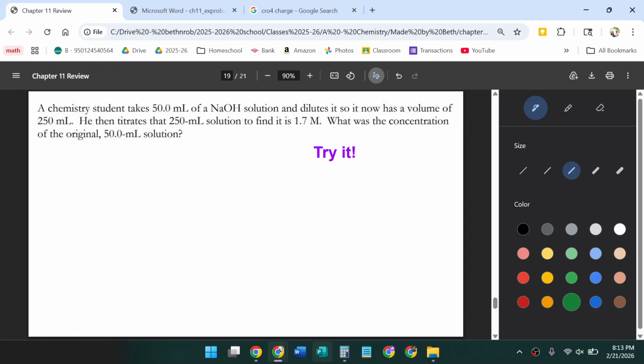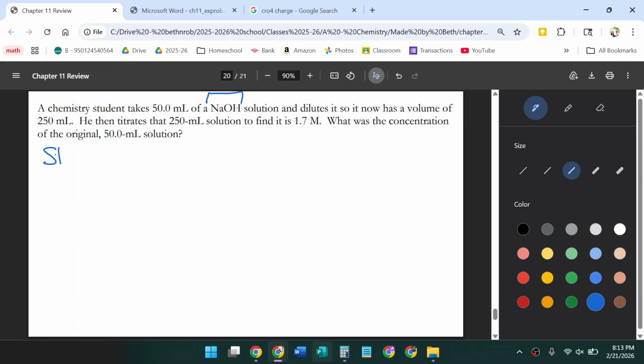All right, a chemistry student takes 50 milliliters of a sodium hydroxide solution and dilutes it so it now has a volume of 250 milliliters. He then titrates that 250 milliliter solution to find it is 1.7 molarity. What was the concentration of the original? This is number 10 on the extra practice problems, and this is our last one. So again, we're only talking about one thing, the NaOH.